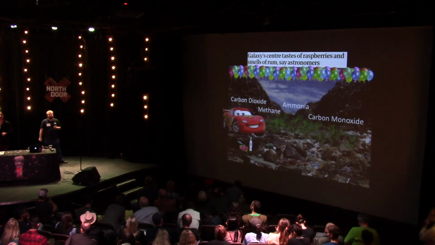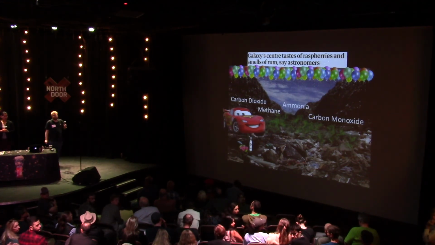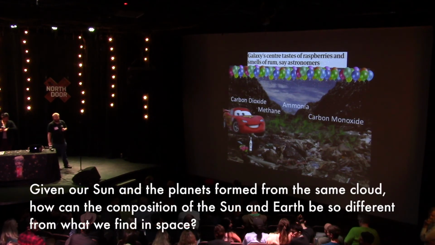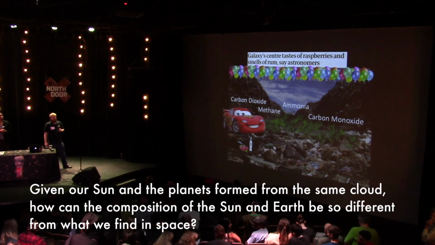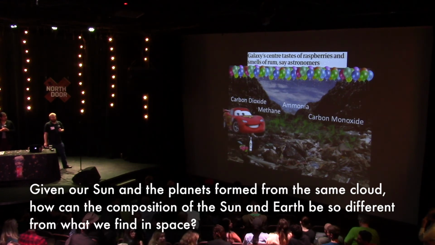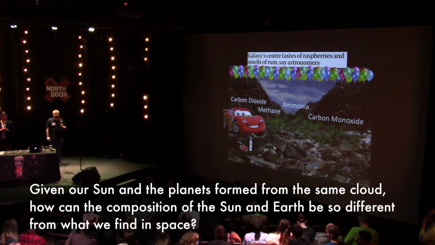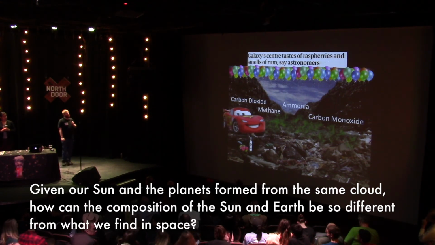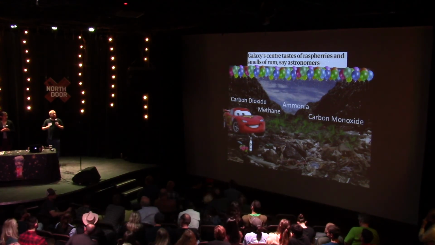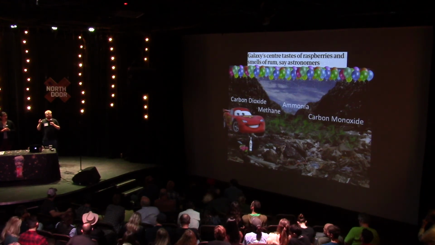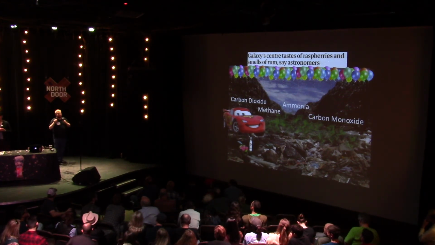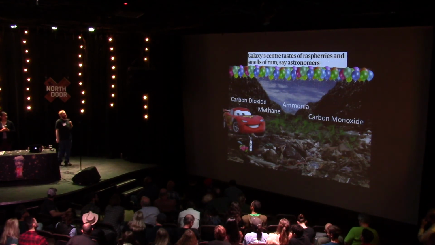Sir, standing in the back. How does the composition of interstellar molecules differ from the composition of the stars? And how does that composition differ from the composition of molecules from planets? Why do planets look different from the stars? Okay, so the question was about the composition of molecules. Why is it different from space to the sun, and space to the planets?